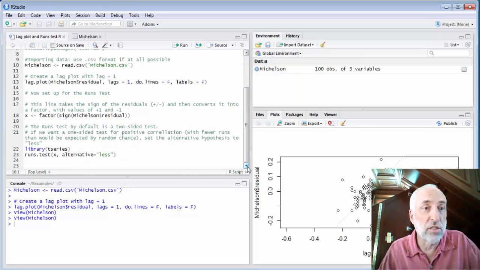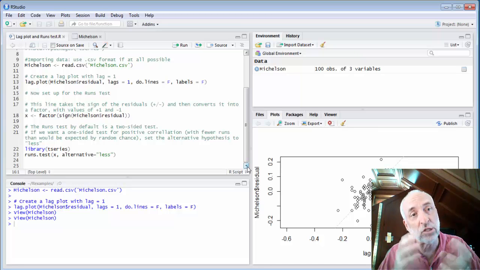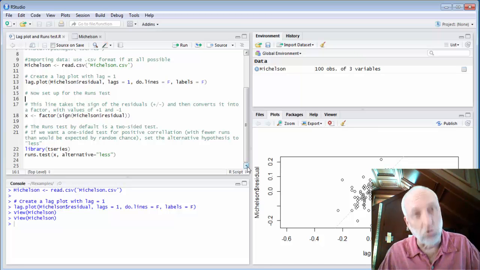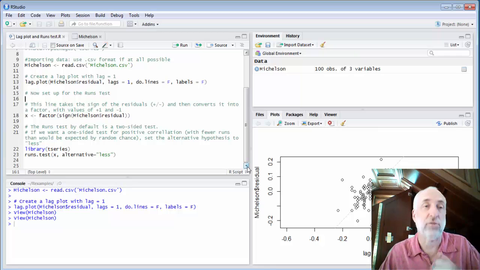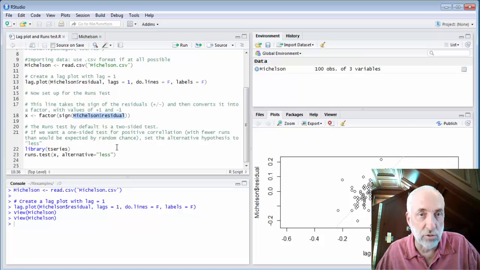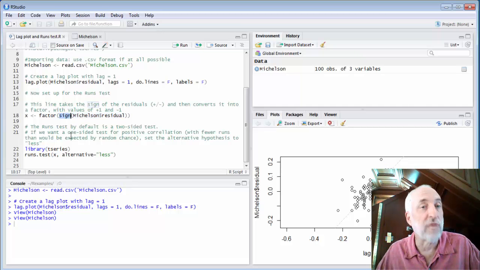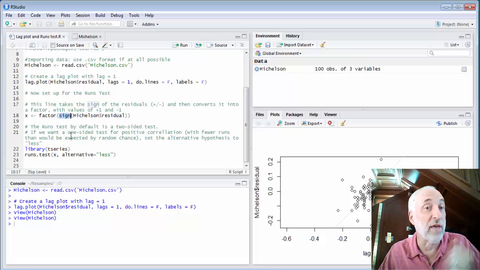What I'm going to do now is do the runs test. And to do that, I first have to turn the residuals into factors. I do that in two steps. So here's my residual data. That's the array of the 100 residuals from this data. This function, sign, takes the sign of that data. So the output here would be an array of either a plus or a minus.